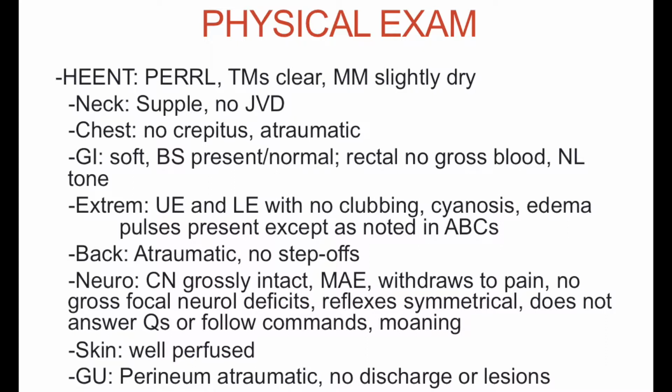So skin is well perfused. GU exam, perineum is atraumatic. Perineum is essentially just the genital region. There's no discharge and there's no lesions. The one thing that was left out on his physical was the cardiac exam, and cardiac exams are looking for any sort of murmurs, which can indicate some sort of infectious endocarditis, some sort of valvular problem, which is causing them to be altered.